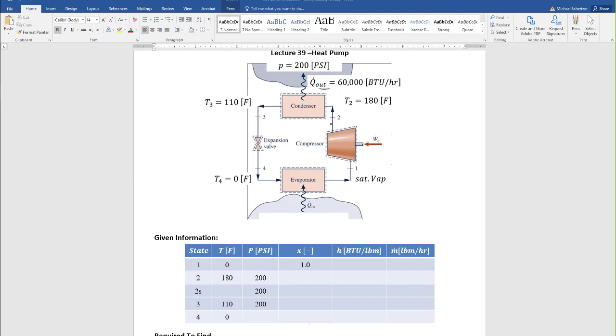At state 2s, I included 2s over here because it's asking me what the isentropic efficiency of the compressor is, and I can't do that unless I find the ideal exit of the compressor. State 3, we also know is at 200 psi because we're going to assume that the condenser heat transfer process happens at constant pressure. And then I'm told T3 is 110 Fahrenheit. And then T4, we know is 0 degrees Fahrenheit.